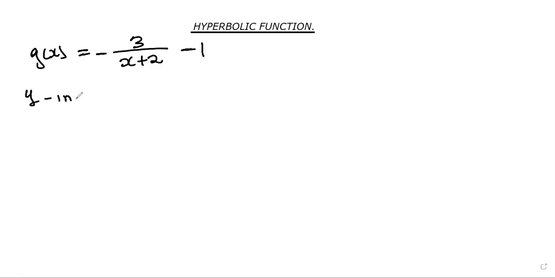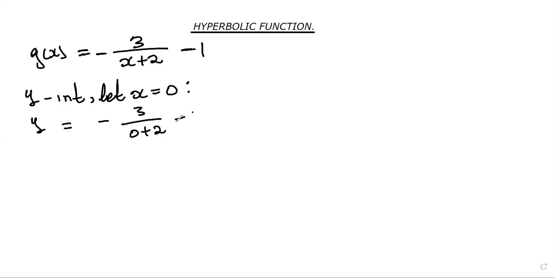So we said the easiest is the y-intercept. But every time we need to find the y-intercept, we must let x be 0. So you'll say y equals negative 3 over 0 plus 2, and then minus 1 like that. If you plug it into your calculator, you just get negative 5 over 2. But in coordinate form, you'll say where x is 0, y is negative 2.5, like that.